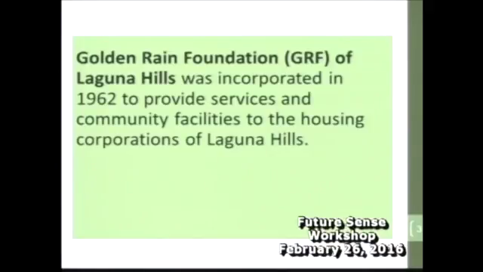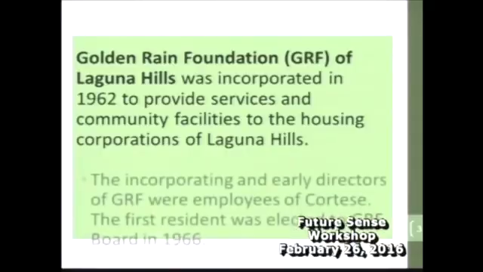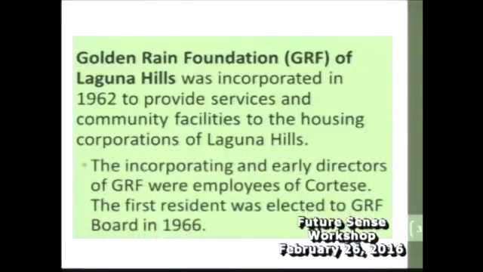The Golden Rain Foundation was incorporated in 1962 to provide services and community facilities to the housing corporations of Laguna Hills. The incorporating and early directors of GRF were originally employees, and the first resident was elected to GRF in 1966. So it took a few years during the building and development, so that the developers were running it and executing their vision before it was turned over to residents to help run.